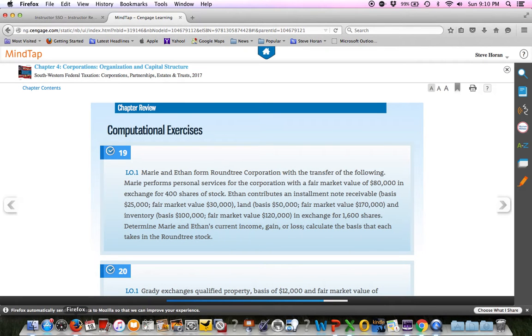And so because Marie contributed services and she received $80,000 worth of the stock, that is ordinary income to Marie. Okay, the value of her services provided. So it's basically just like taxable income, only instead of receiving cash, she received the 400 shares of stock.